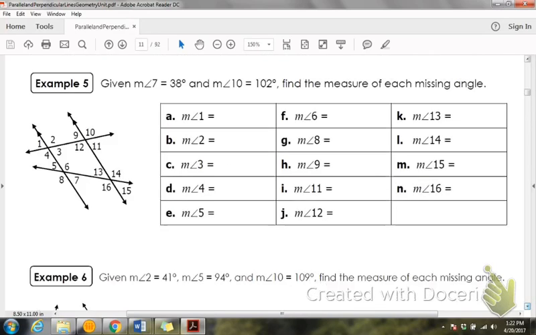Okay, label the two angles they gave you on example 5. Label the two angles they gave you on example 5. Yeah, I know, it is kind of smushed in there. And angle 10 is 102.